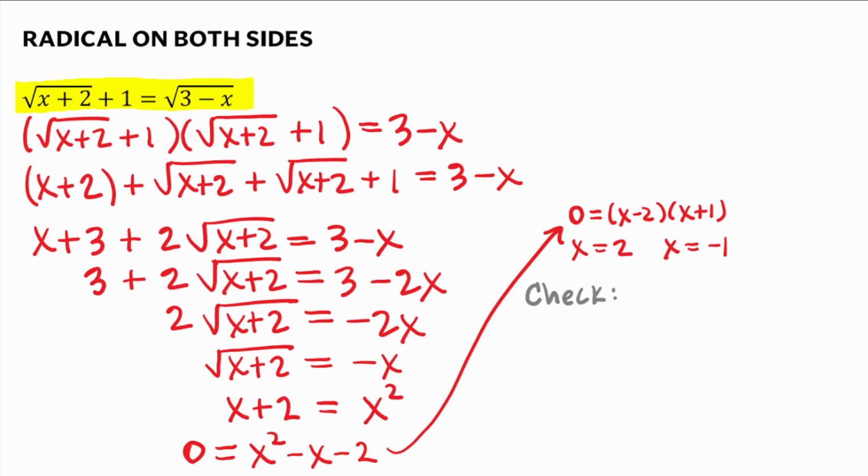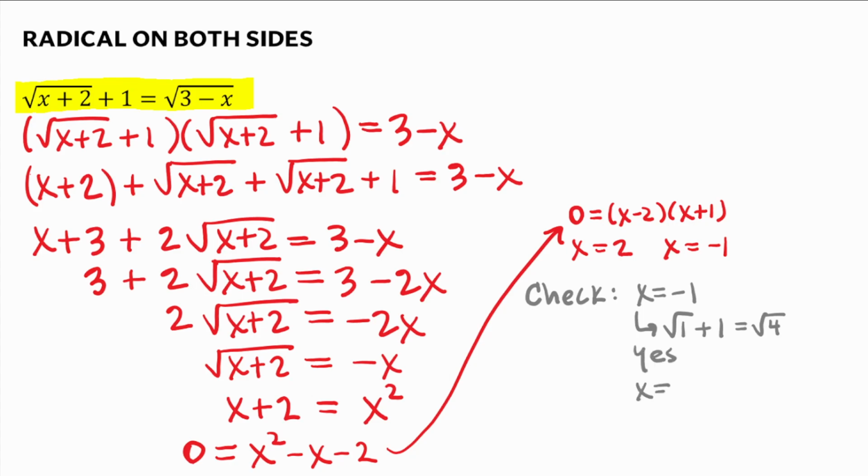Okay, so x equals negative 1, that's the one that I might expect would be the extraneous solution if I hadn't already worked this problem. When I plug that in, I'm taking the square root of 1 plus 1, that's 2, equals the square root of 3 minus negative 1. Okay, yeah, that's the square root of 4. Okay, this works, yes.